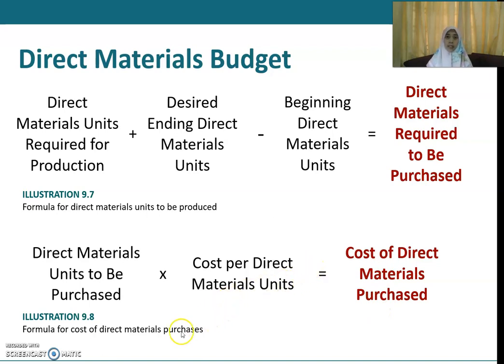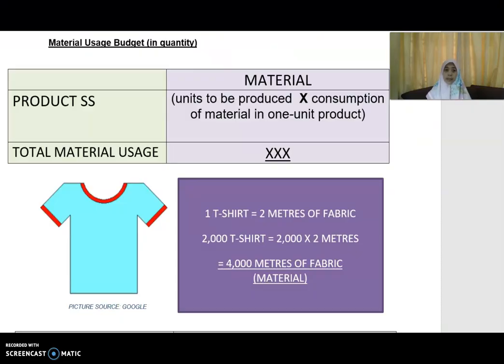Okay, to help you understand this better, I will show you with an example. Let's take your material budget. Let's say you have a product, and you need to produce it times the consumption of material in one unit of product. For example, you are producing a shirt, and let's say one t-shirt requires 2 meters of fabric. So if you are producing 2,000 t-shirts, that means 2,000 times 2 meters. You will get 4,000 meters of fabric that you require.